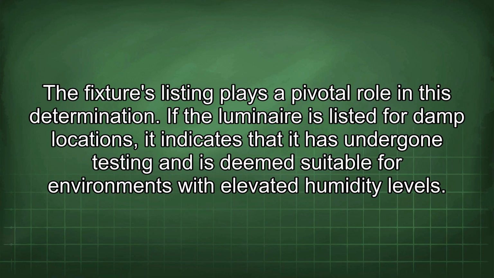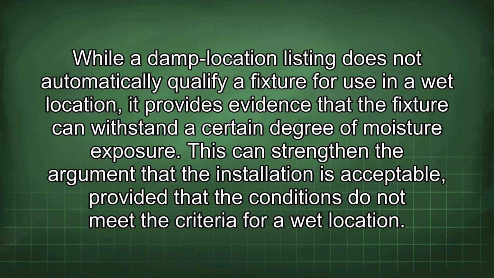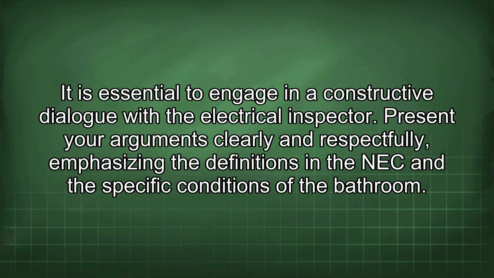If the luminaire is listed for damp locations, it indicates that it has undergone testing and is deemed suitable for environments with elevated humidity levels. While a damp location listing does not automatically qualify a fixture for use in a wet location, it provides evidence that the fixture can withstand a certain degree of moisture exposure. This can strengthen the argument that the installation is acceptable, provided that the conditions do not meet the criteria for a wet location. It is essential to engage in a constructive dialogue with the electrical inspector.